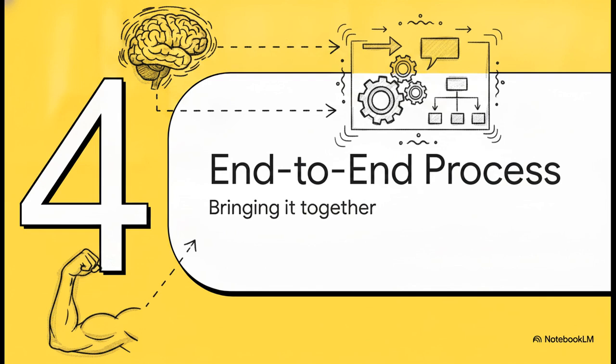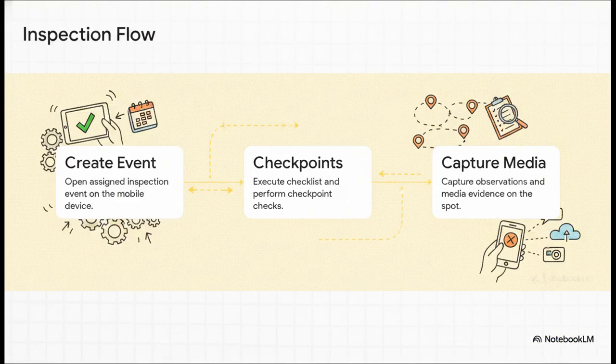And that brings us to our final phase, Section 4, the end-to-end process flow, bringing it all together. This is where we see exactly how the web brain and the mobile muscle perfectly synchronize. Let's move to and see how this builds into a seamless daily journey for a technician.